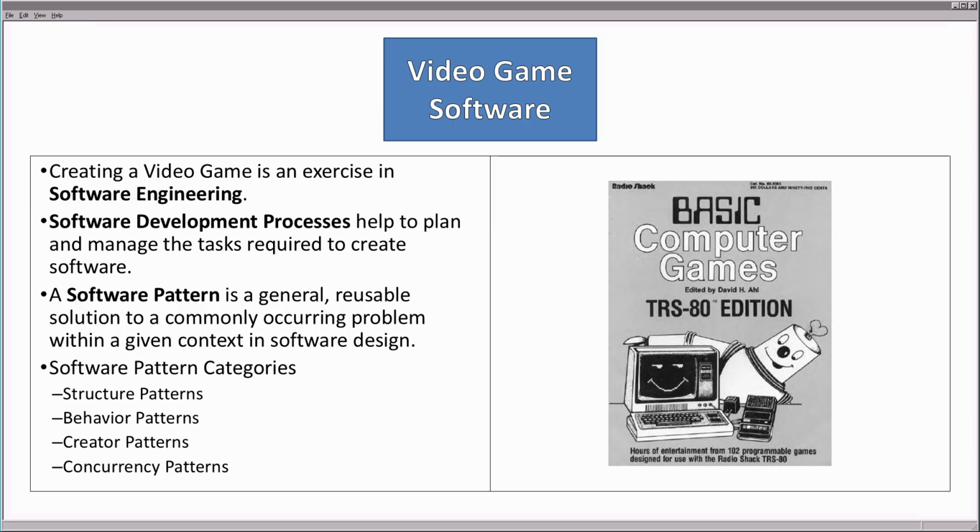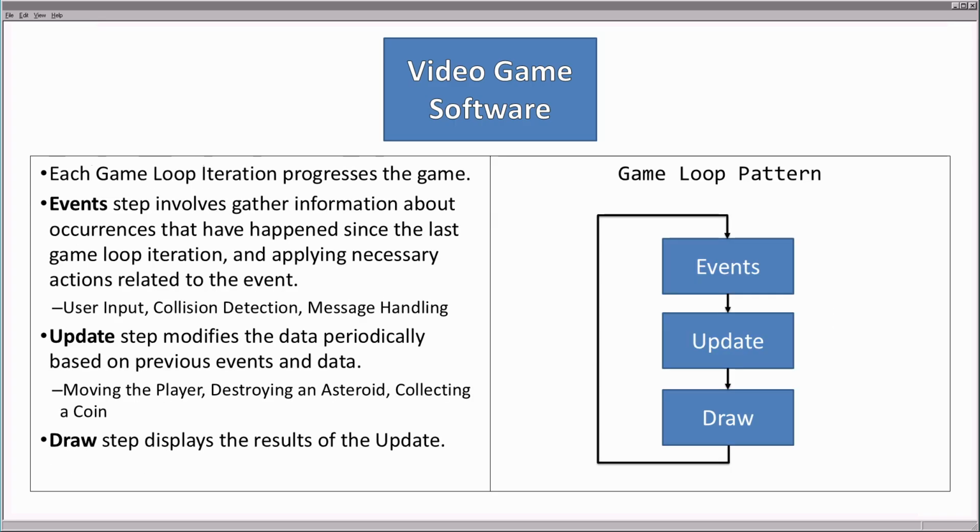We then focused on a particular behavior pattern used frequently in game software called the game loop pattern. The game loop pattern helps to organize the game's behaviors into common occurrences. Each game loop iteration progresses the game. The event step involves gathering information about occurrences that have happened since the last game loop iteration and applying necessary actions related to the event. User input, collision detection, and message handling are common events.